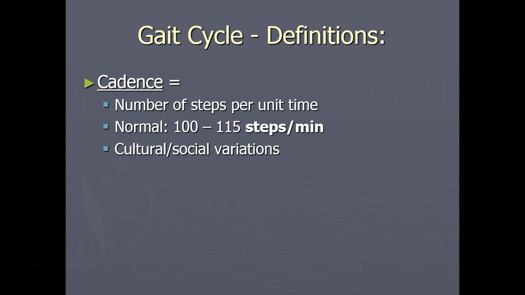Other definitions, the cadence is really the number of steps per unit time. And so what are some normative values? Around 100 to 115 steps per minute. However, there are some cultural and social variations. So I'll give you an example. Females tend to walk a little bit quicker than their male counterparts.